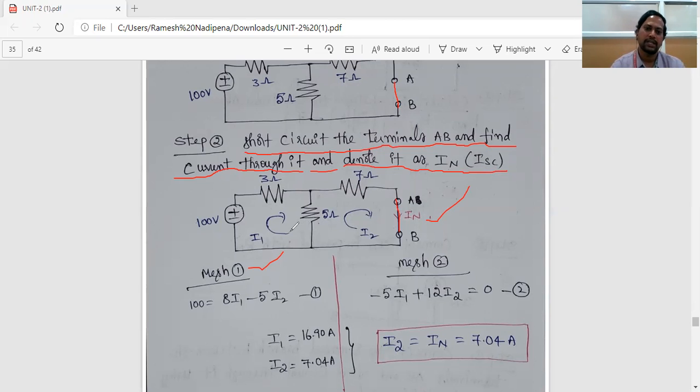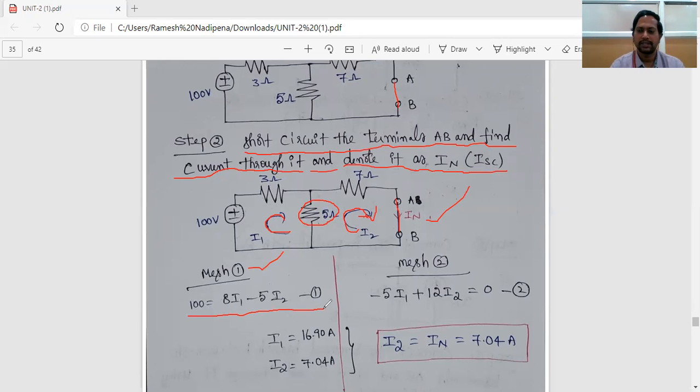So as per mesh analysis, this is the first mesh current I1, the second mesh current I2. According to KVL, Kirchhoff's voltage law, the first mesh equation is: here current enters the negative terminal of 100, that is minus 100 plus 3 into I1 plus 5 into (I1 minus I2). From that we get this equation: 100 equals 8 into I1 minus 5 into I2.